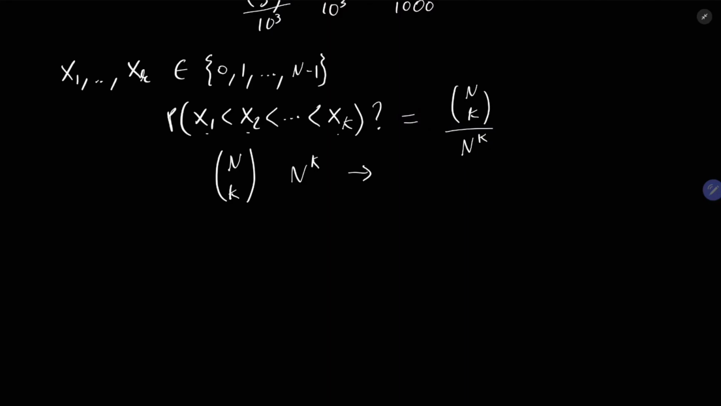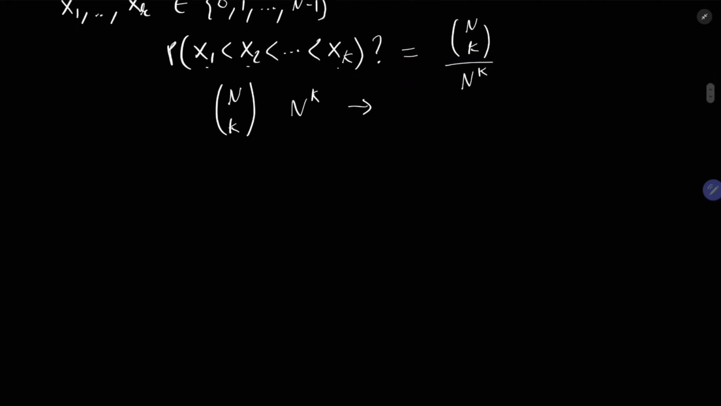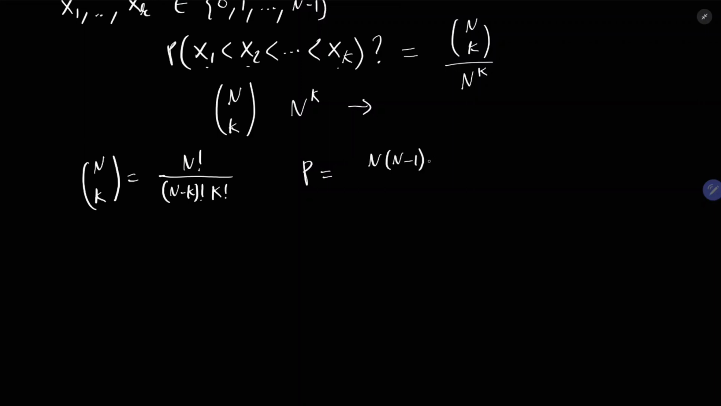We can actually reformulate this formula by writing that n choose k is equal to n factorial divided by (n minus k) factorial multiplied by k factorial. The probability will be equal to n multiplied by n minus 1, etc., multiplied by n minus k plus 1, divided by k factorial, and multiplied by n to the power of k.